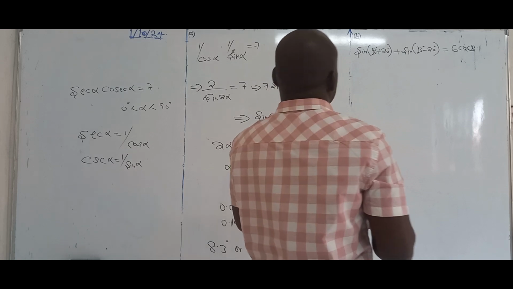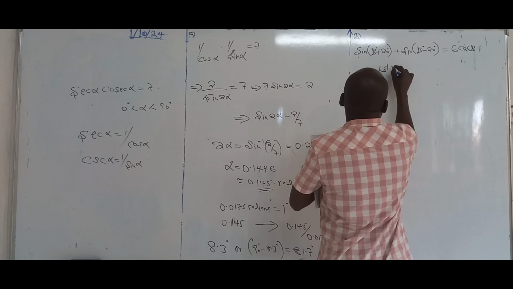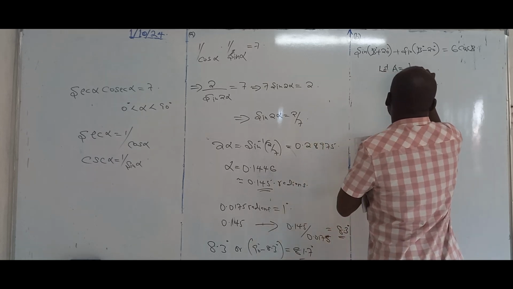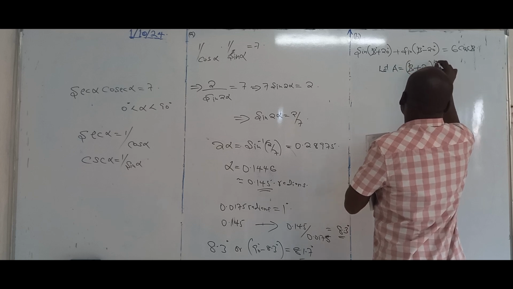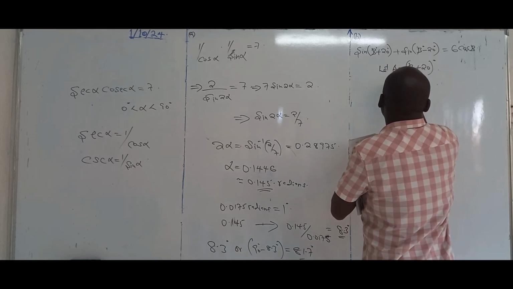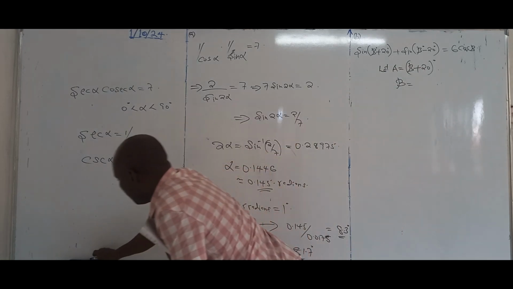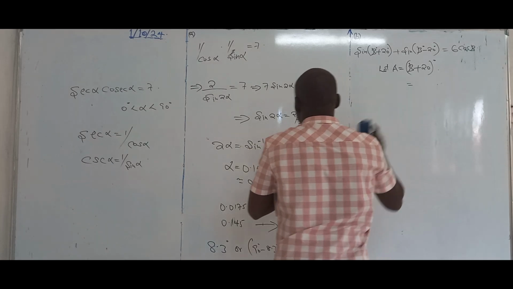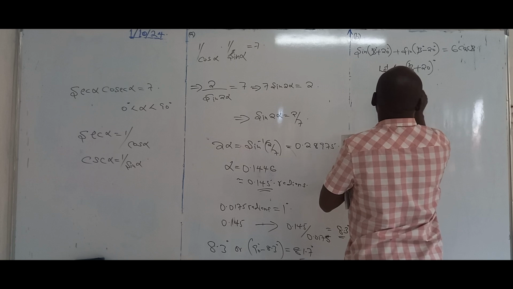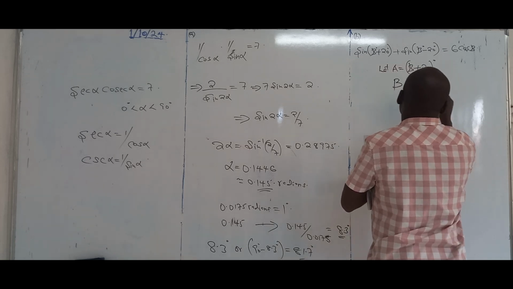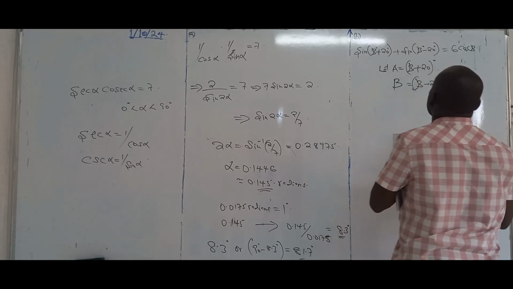Here, to simplify, let A be beta plus 20 degrees, and then let B be beta minus 20 degrees.